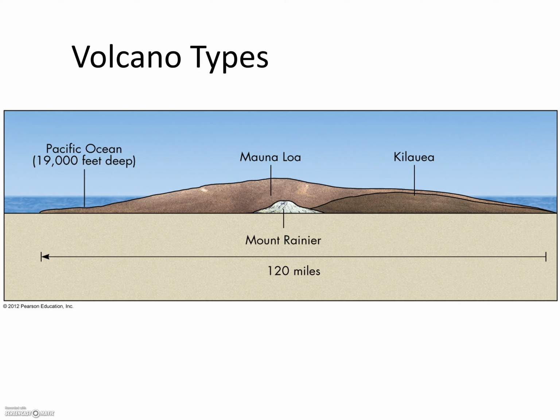Shield volcanoes are much bigger than composite volcanoes, as shown in this image. Mauna Loa and Kilauea are shield volcanoes that rise through the ocean and beyond. Mount Rainier is a large composite volcano, but is tiny in comparison.